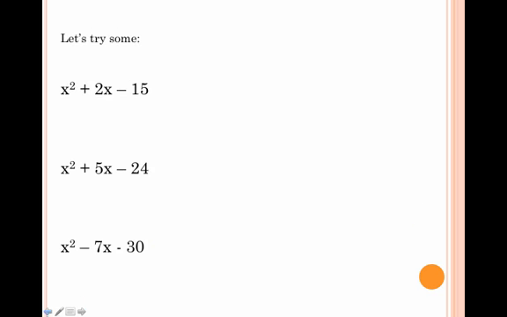Let's try one more together. X squared and negative 15. I have very few factors, but I see that the difference between these two will give me a 2. I want to have a positive 2x, so I need this number to be positive and this number to be negative.